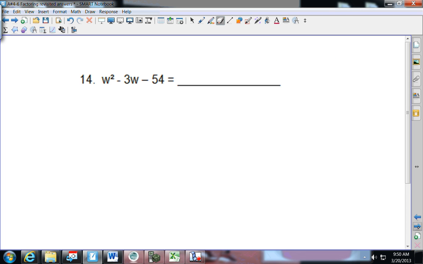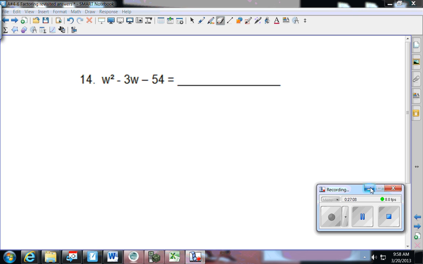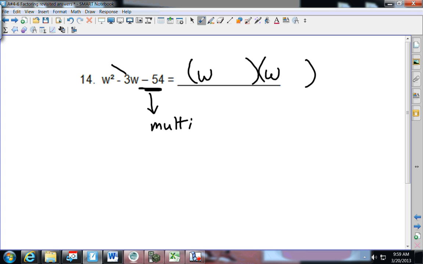All right, let's go ahead and try to do number 14. I want to do this one mentally and without doing the box, because I want you starting to see that when you have an x squared, w squared, or whatever, that's got to be w and w. Now, you just need the factors of negative 54. You want to find the numbers that multiply together to give you negative 54, but they must add together to give you negative 3.